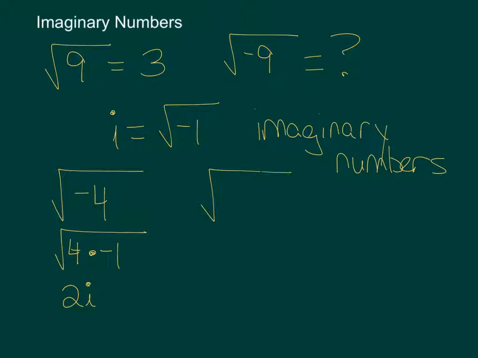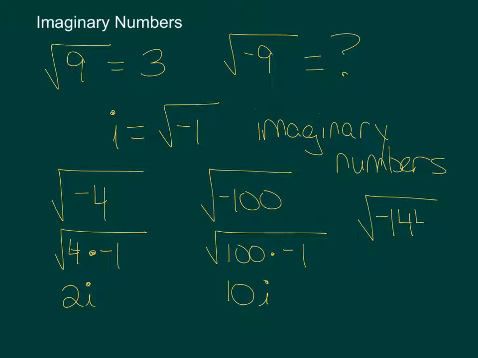If I have the square root of negative 100, this is the square root of 100 times negative 1. The square root of 100 is 10. The square root of negative 1 is i. So the square root of negative 100 is 10i. The square root of negative 144, these are all perfect squares, that would be 12i.